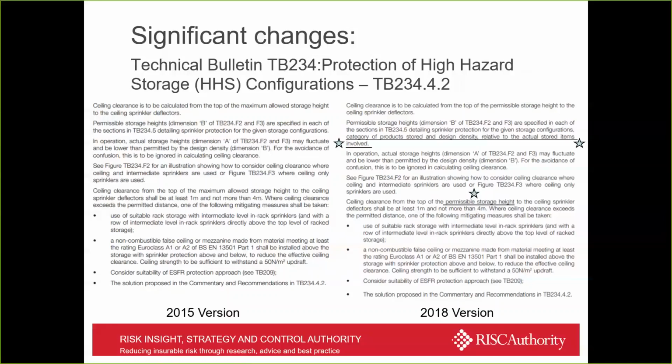So what we're trying to do to clarify the interpretation of this is to use some different terminology. So we're now talking about the height of the storage as you consider it in this ceiling clearance as being the permissible storage height, and we're referring you really to the table. It's actually the T2 table, which covers the category of products stored, the design density, and relative to the actual storage involved. I'll come on to another slide which perhaps explains that better as we go through.